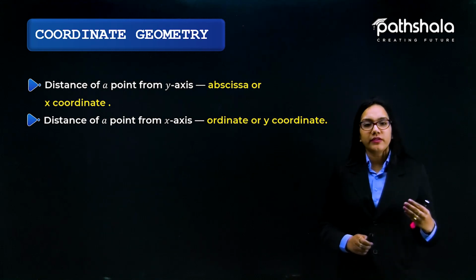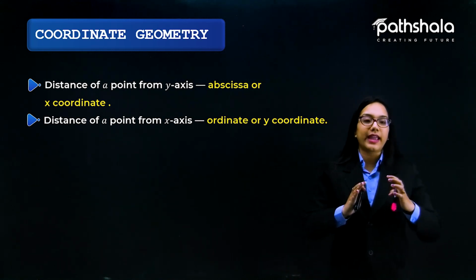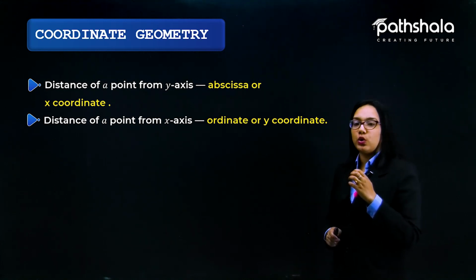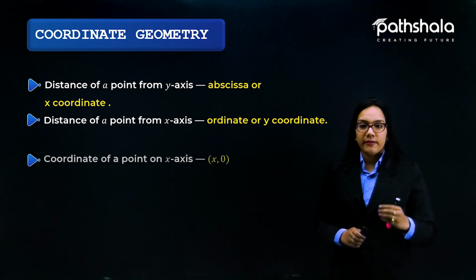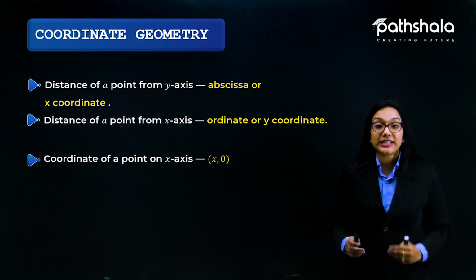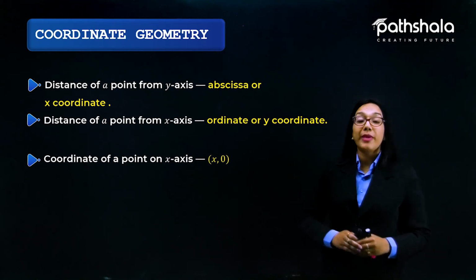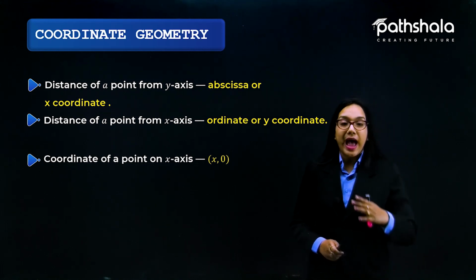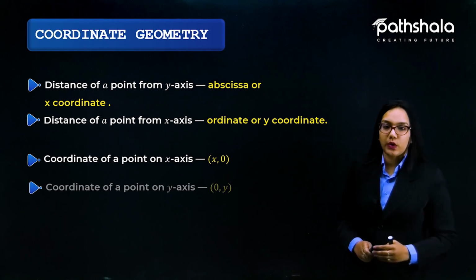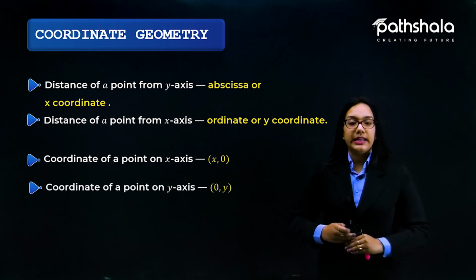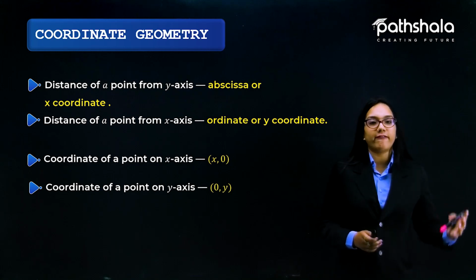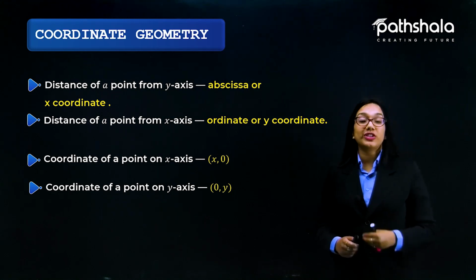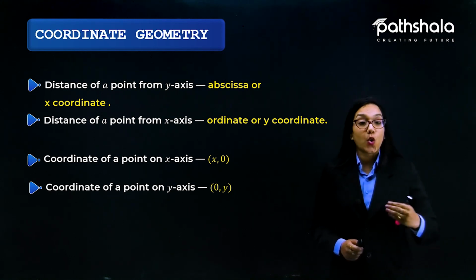Whenever we write any particular coordinate in the xy plane, we always take the abscissa first, then the ordinate. The third point is that whenever we are talking about the coordinate of a point on the x-axis, the coordinates are always of the form x comma 0, because on the x-axis y is always 0. Similarly, if we are talking about the coordinate of a point on the y-axis, then it is always of the form 0 comma y, because on the y-axis x is always 0, and the coordinates of the origin are always 0 comma 0.